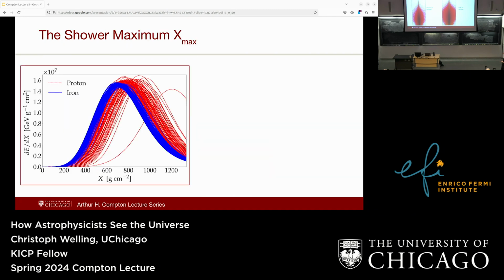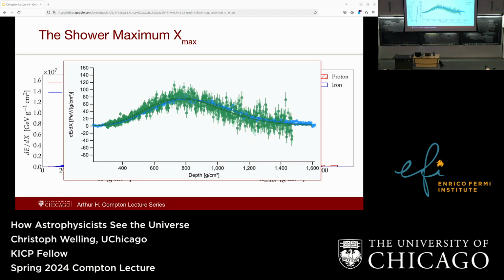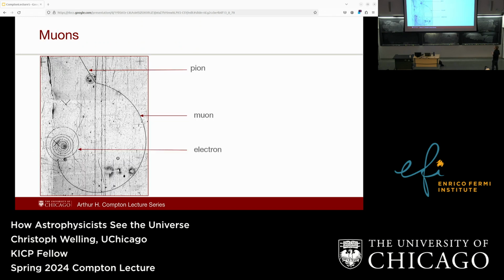Okay, yeah. So we can measure what's called a longitudinal profile of the air shower, and from that we can see if it's more on the heavy side or on the light side. But there's actually another way, and that brings us back to this muon, this kind of weird heavy electron that we saw earlier in the cosmic radiation. Because we actually know pretty well where these come from.